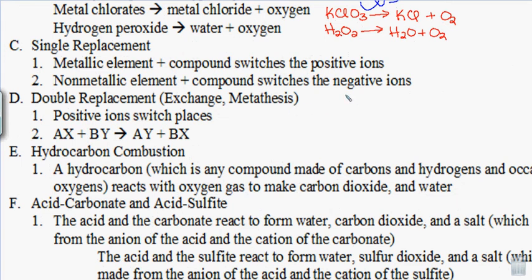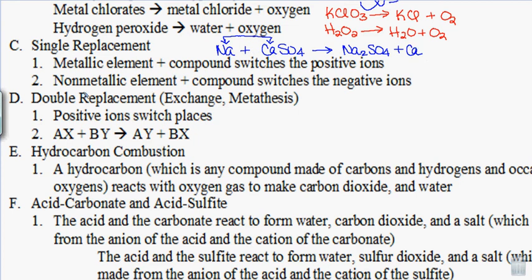Single replacement is just going to switch out your metallic ion with another positive ion. So let's say, for example, you were putting some sodium metal into a solution, and that solution happened to have calcium sulfate. Since sodium is a metal and calcium is a metal, they're going to flip-flop. Sodium will now be the ion, Na+1, joining up with the sulfate ion. Calcium would now be the metal, not an ion, so a metal all by itself.